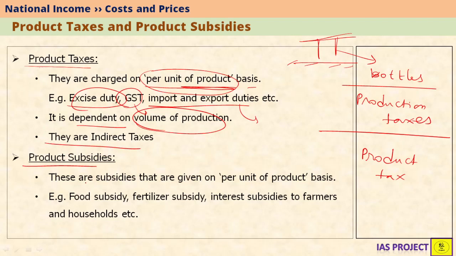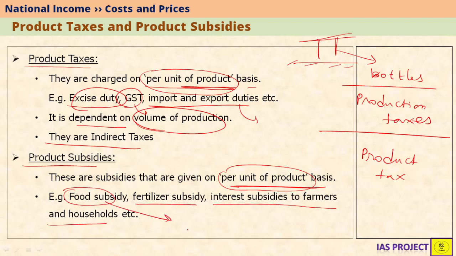Let's look at product subsidies. These are the subsidies that are again given on the per unit of product basis. So they depend on the quantity of the product which is being produced. Examples of product subsidies include food subsidy, fertilizer subsidy, and interest subsidies to farmers and households. For example, you may see food subsidy in FPS shops. For fertilizer subsidy, the greater the number of bags of urea the farmer is producing, the greater is the subsidy that is provided to him.